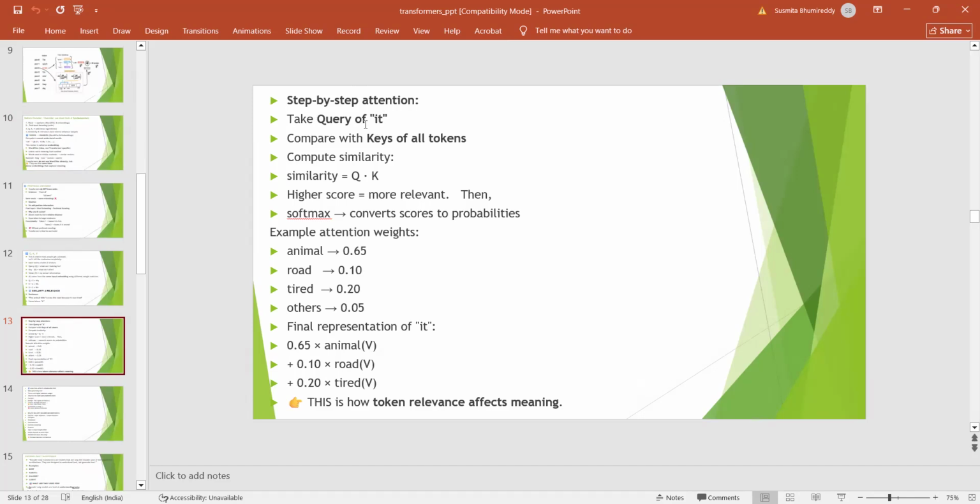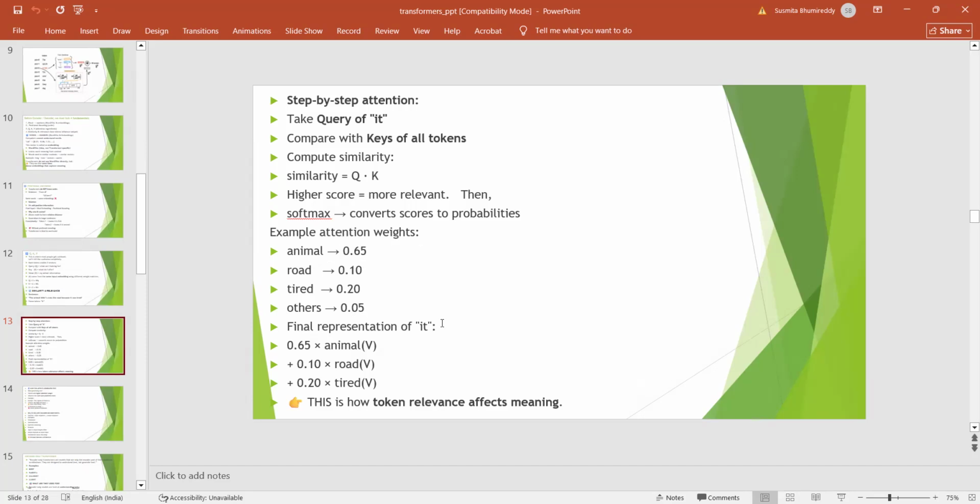So we have taken the query of it. We'll compare it with all the other keys, and then we'll do the similarity search, like a dot product, for this query and the keys. Then we'll get to know which are the more relevant answers, with a higher score for our question. Then we'll convert those scores into probabilities so we get the attention weights of each word. Here for animal I got 0.65. So for each word I have got the attention weights.